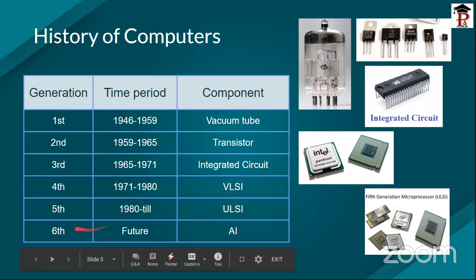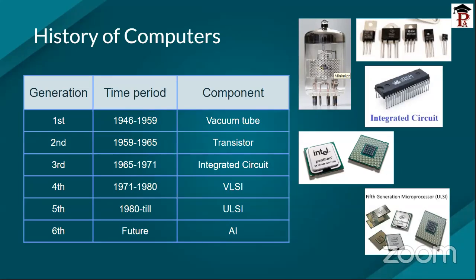Currently we are in the fifth generation computers. We are using these types of chips in our motherboards. These chips control our entire process. The abbreviation VLSI stands for very large scale integrated circuit, and ULSI is ultra large scale integrated circuit.